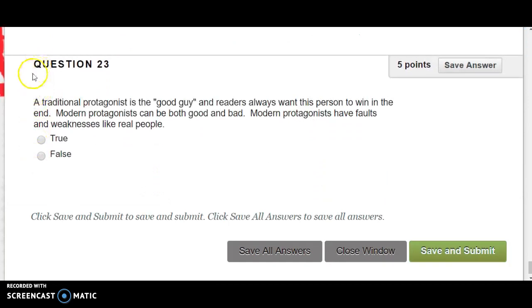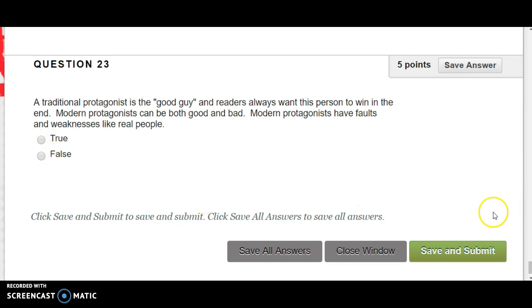Question 23. A traditional protagonist is the good guy, and the readers always want this person to win in the end. Modern protagonists can be both good and bad. Modern protagonists have faults and weaknesses like real people. True or false?